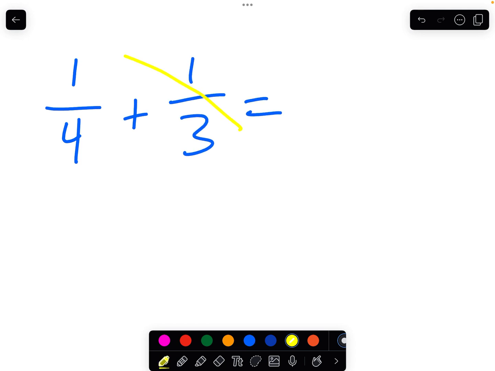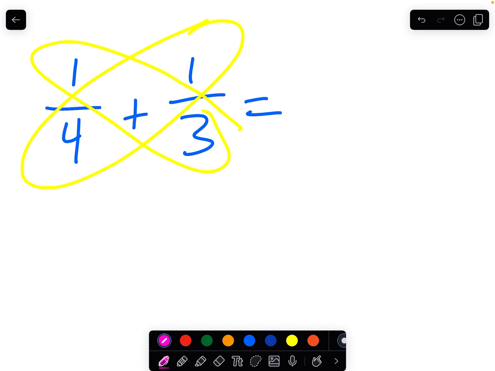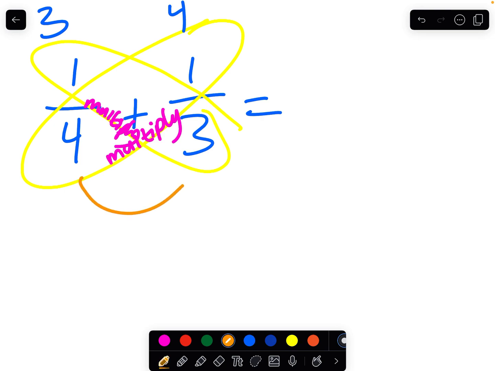We're going to draw our diagonal ovals here, and with those ovals, you multiply diagonally. I'll just put multiply like that so you remember. So 3 times 1, that's 3. 4 times 1, that's 4. And then you're going to multiply the denominators as well. You know what, let me put that in pink. I'll make pink stand for multiplication.